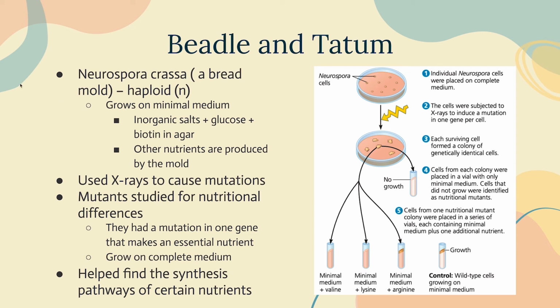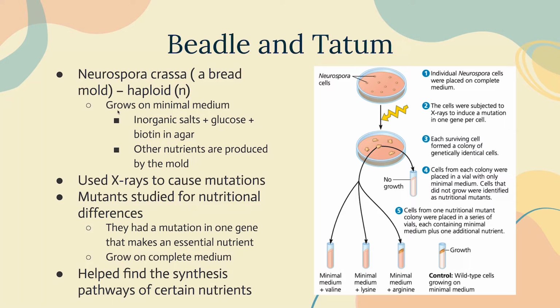Okay. So some other researchers, Beadle and Tatum. So they were important. They worked with Neurospora crassa, which is a bread mold. And what's interesting about this bread mold is that it's haploid. So it just has one set of chromosomes, and it's easy to work with because you don't have to deal with whether it's homozygous recessive or heterozygous. It's just going to show the one allele it has.